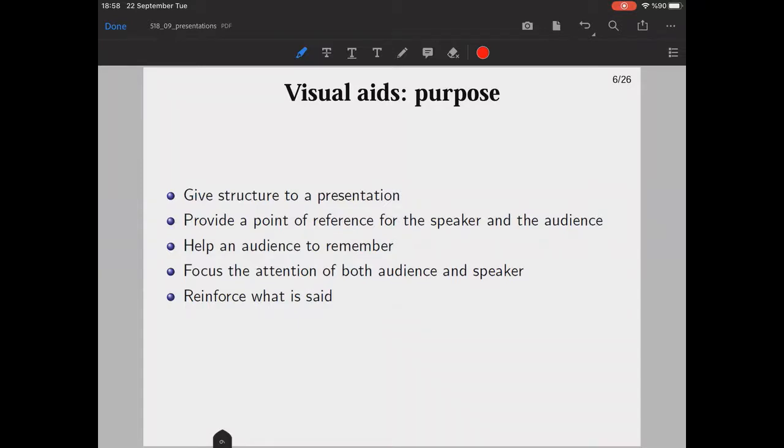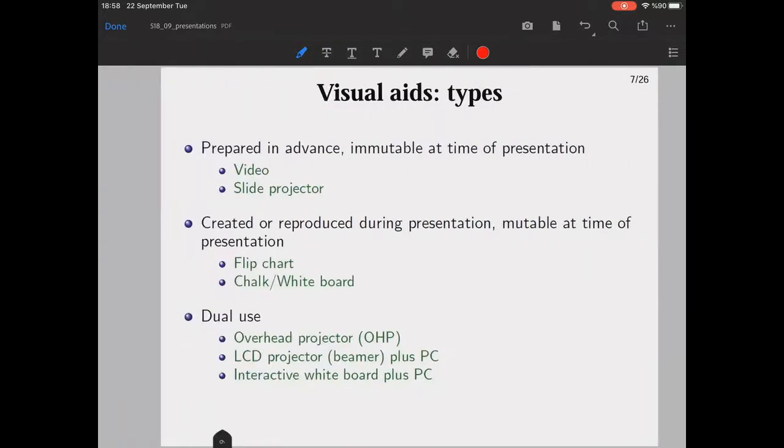you can emphasize some critical points, and you can focus the attention of both the audience and the speaker, because visual aids are important. You can also use them for reinforcing what has been said.